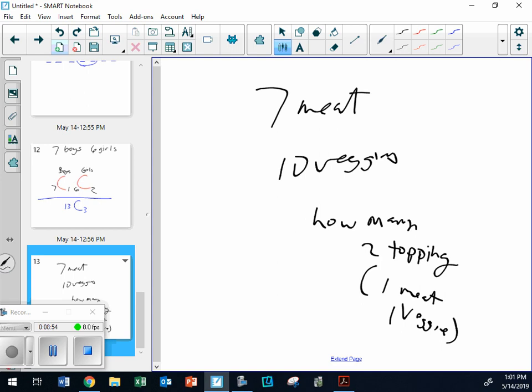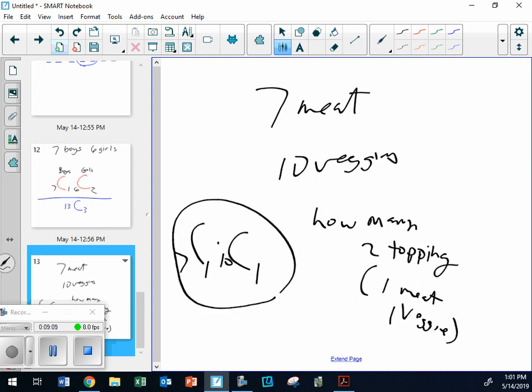You should have said that is not a CC over C. Why? It's not a probability. It's how many different ways is there? And so it's a CC, and it was 7 meats choosing 1, and 10 veggies choosing 1. 7C1, 10C1. Can you do that in your head quick? 70. Very good. Okay. Next.